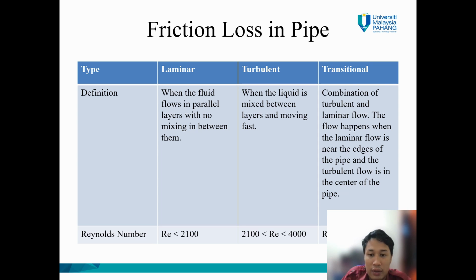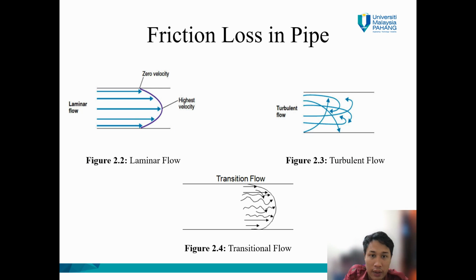There is a specific value for each of the flows. For example, for laminar flow, the Reynolds number should be less than 2100. For turbulent flow, the Reynolds number should be more than 4000. For transitional flow, the Reynolds number should be between 2000 and 4000. And this is the example of laminar flow, turbulent flow, and transitional flow.